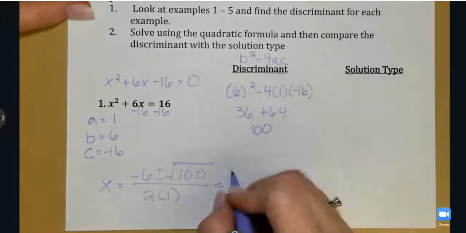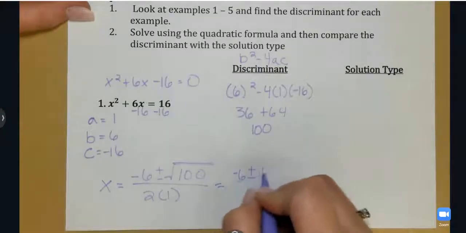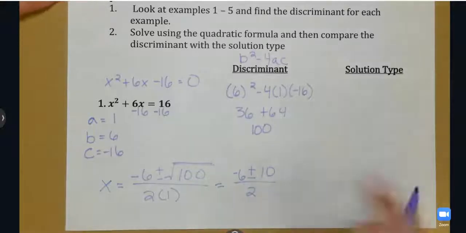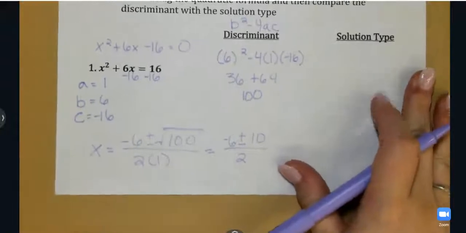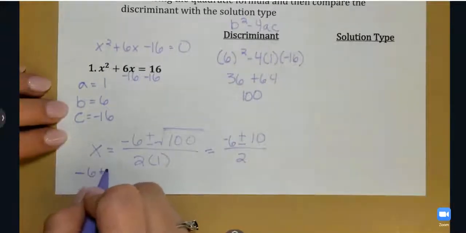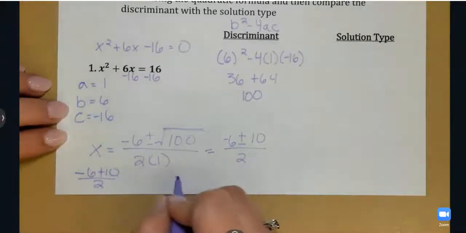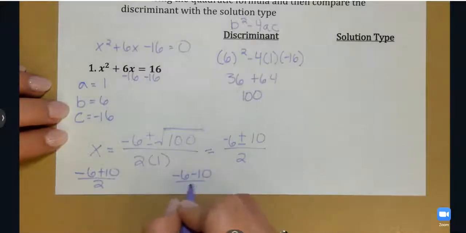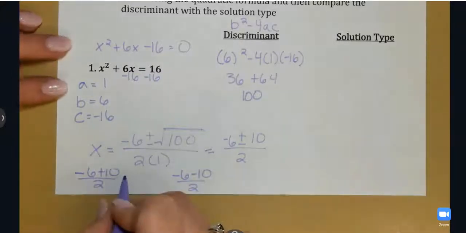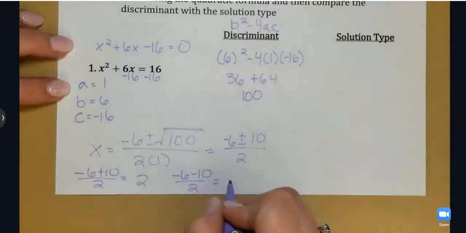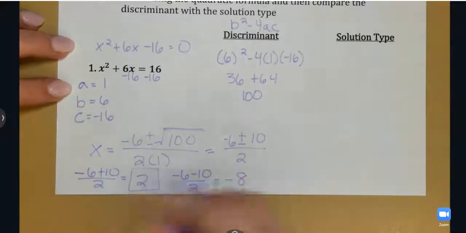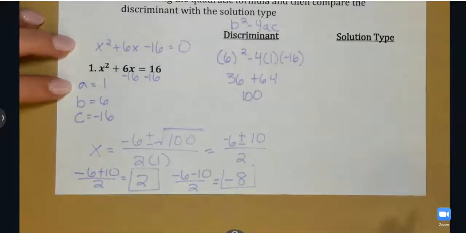Now the square root of 100 is 10, so that's going to be negative 6 plus or minus 10 over 2. And these are all whole numbers, so I can go ahead and solve this out. So that's going to be negative 6 plus 10 over 2, or negative 6 minus 10 over 2. Negative 6 plus 10 is 4, divided by 2 is positive 2. Negative 6 minus 10 is negative 16, divided by 2 is negative 8. So there are my two solutions.